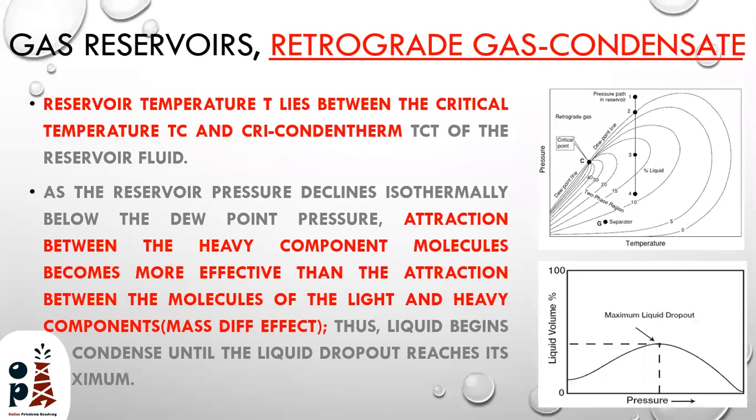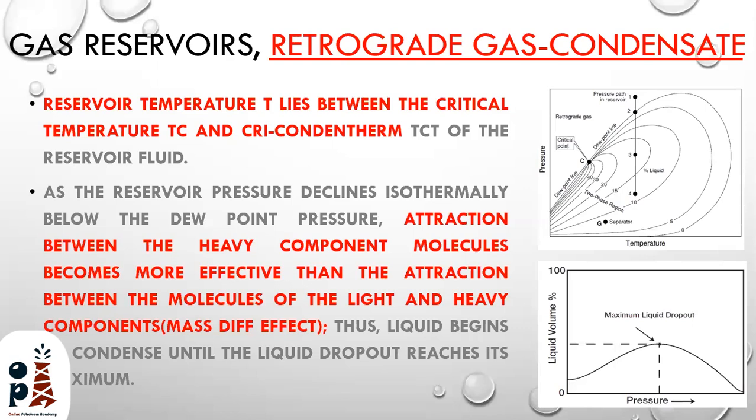in the reservoir life initially, with production, some of this gas is condensed as an oil phase in the reservoir until it reaches the maximum point of liquid dropout. Then, because the attraction forces between the heavy component molecules become more than the attraction between the heavy molecules and the light molecules, these heavy molecules condense as an oil phase in the reservoir.